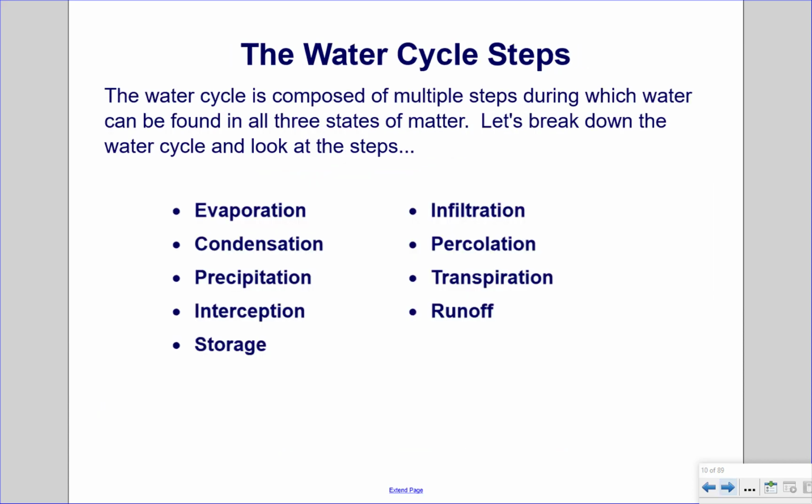The water cycle steps. The water cycle is composed of multiple steps during which water can be found in all three states of matter. Let's break down the water cycle and look at the steps. Evaporation, condensation, precipitation, interception, storage, infiltration, percolation, transpiration, and runoff.